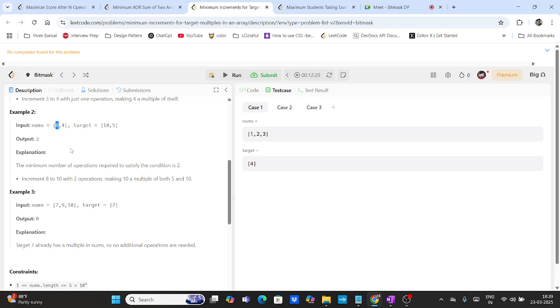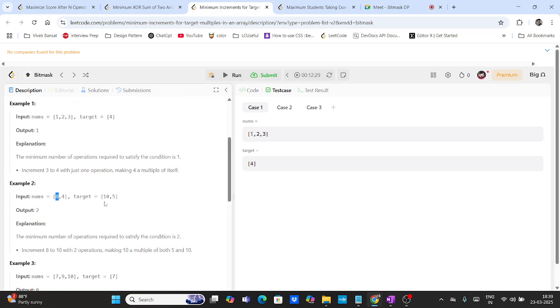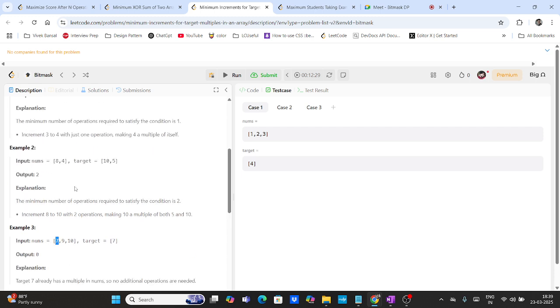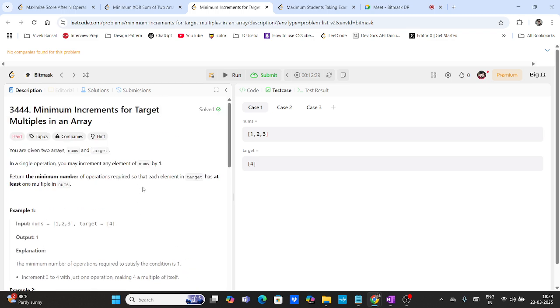It should be a multiple of the elements in target. All the elements should be satisfied by someone. In this case, seven is already matching seven exactly. So this is the question. I don't know how many of you remember this, but this is one of the contest questions which appeared last month for the third part.